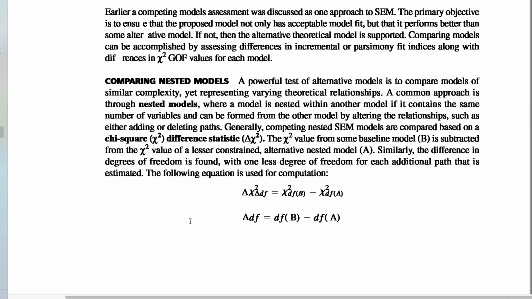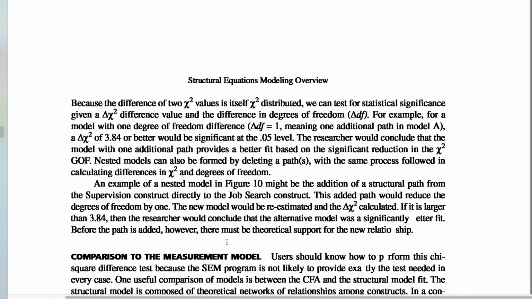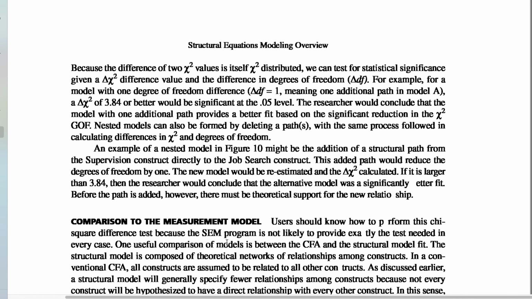Generally, competing nested structural equation models are compared based on the chi-square difference statistic. The chi-square value of the baseline model is subtracted from the chi-square value of the less constrained alternative nested model. Similarly, the difference in the degrees of freedom is found, with one less degree of freedom for each additional path that is estimated. The following equation is used for the computation. Because the difference of two chi-square values is itself chi-square distributed, we can test the statistical significance given the delta chi-square value and the difference in degrees of freedom.